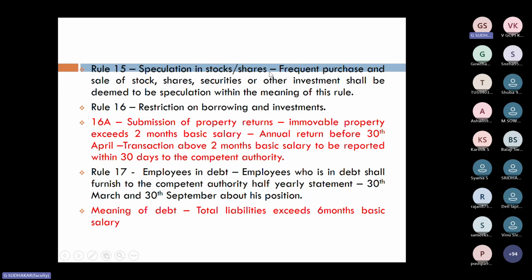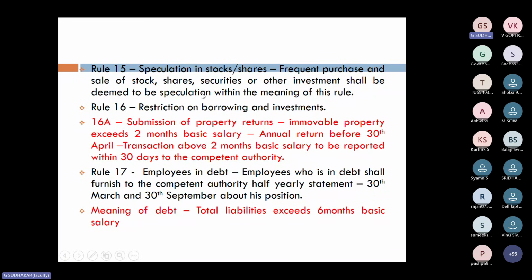Speculation in stocks and shares. You should not speculate, but you can transact. You can purchase shares, you can sell shares, but not frequently. Frequent purchase and sales will attract speculation, and you will gain or you may lose a very good amount. So speculation is prohibited as per rule number 15, but you can purchase and sell the shares for investment, and you can sell for some marriage or school education fee like that.